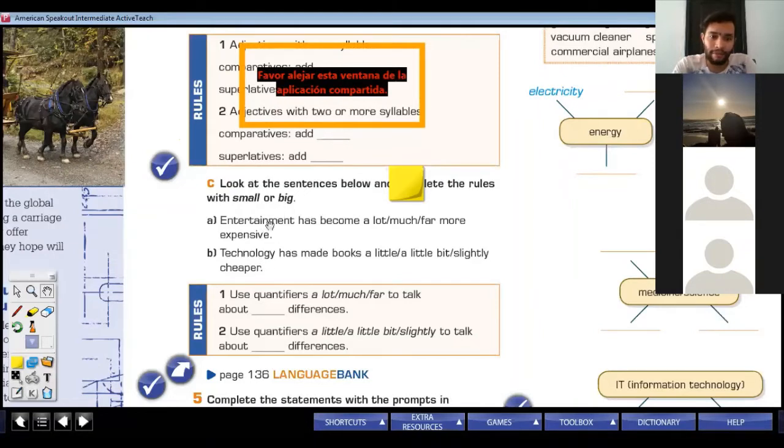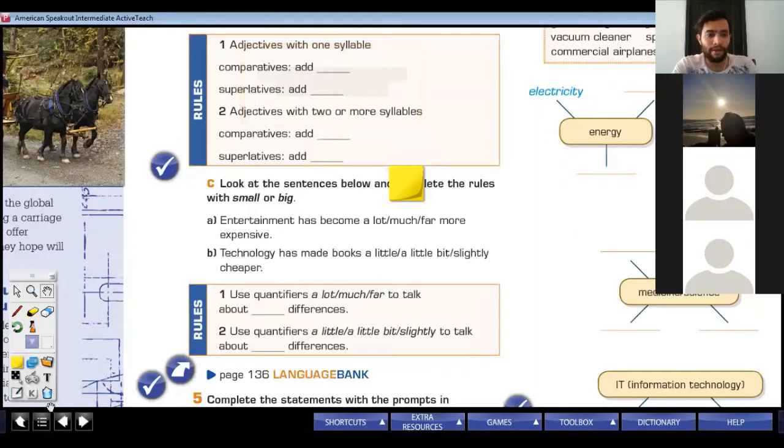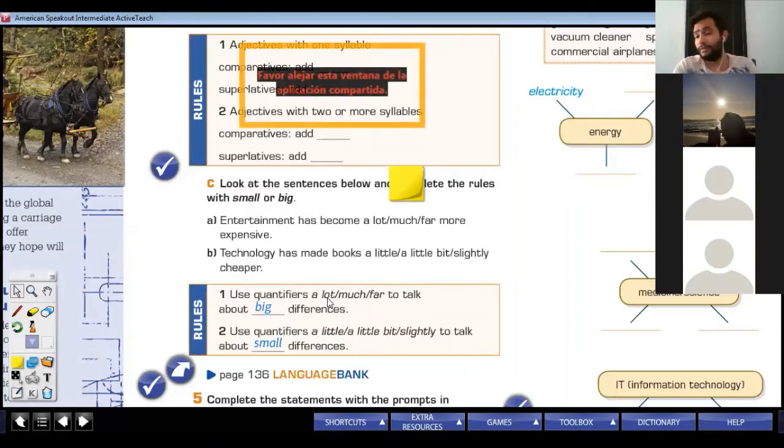Now, what do you think in the first one? What is the intention? Is the intention of something big or something small? Something big. So I would say that the use of these quantifiers right here is big, because a lot shows you that something is a lot, is big. Much, the same thing. Far, the same thing. In the case of small, when we're speaking about a little, it's a very little quantity. A little bit and slightly are pretty much similar.